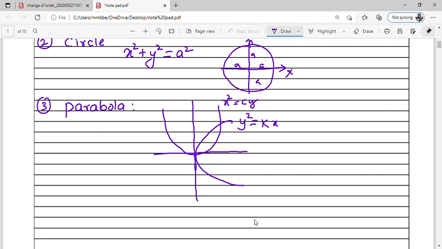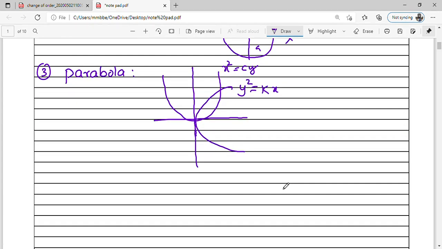So if you know this, then we can solve change of order of integration. Before changing the order of integration, we can solve one simple example.